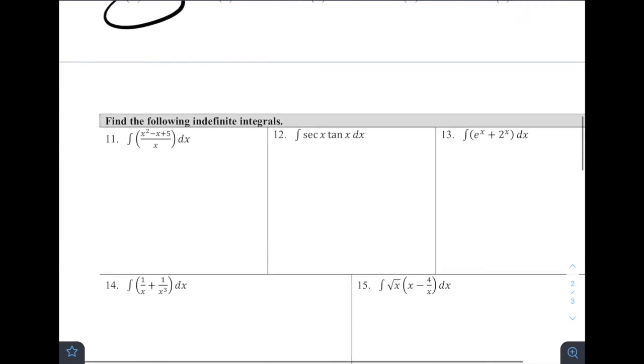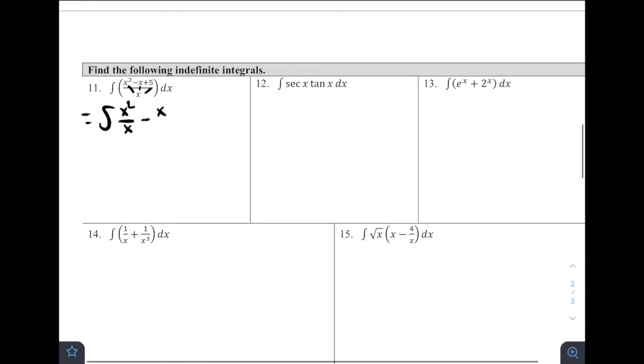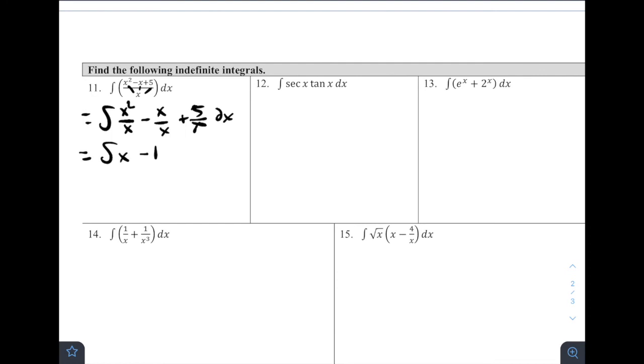Let's flip over to number 11. Find the following definite integrals, or indefinite integrals. Here's one where we can simplify. We see that this x is dividing each of those things. This is the integral of x squared over x minus x over x plus 5 over x dx. So that's going to be the integral of x minus 1 plus 5 over x dx. And so that's going to be x squared over 2, taking that antiderivative, minus x plus 5 times 1 over x, so that's 5 times the natural log of the absolute value of x plus c.